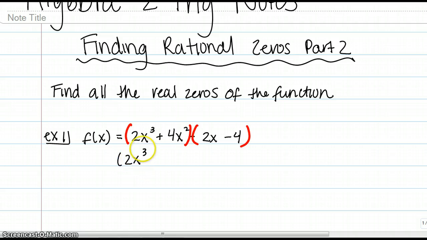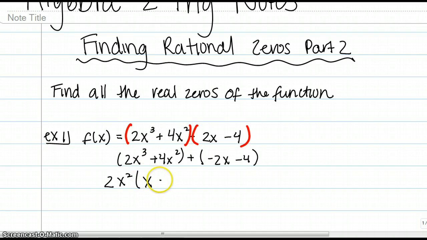Now remember, we want to create 2 groups here. So we have 2x to the third plus 4x squared plus, and remember that negative is going to go with that, negative 2x minus 4. And now I factor out a GCF between each of the groups. They each have their own GCF. In this first group, I have 2x squared as my GCF, so I'm left with x plus 2. If I look at my second group, my GCF is a negative 2. So I end up with x plus 2, because negative 4 divided by negative 2 is positive 2.